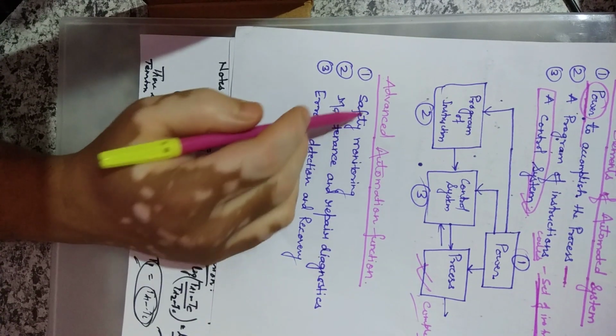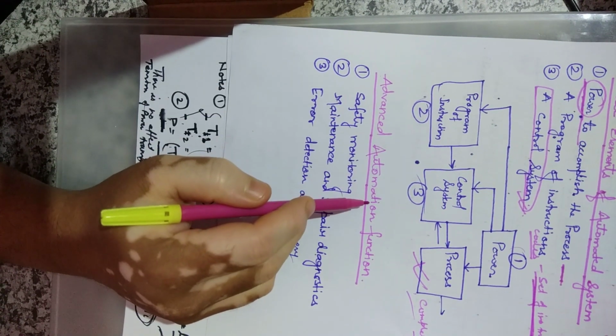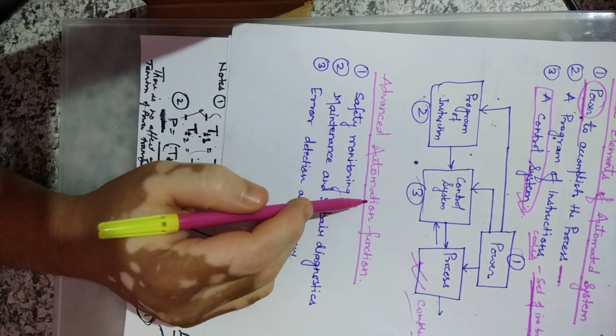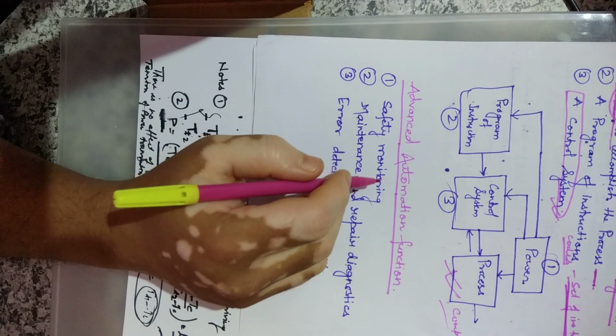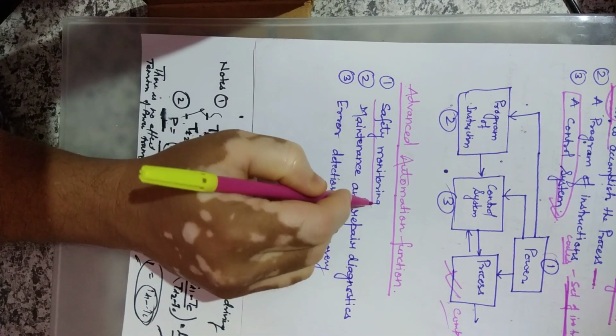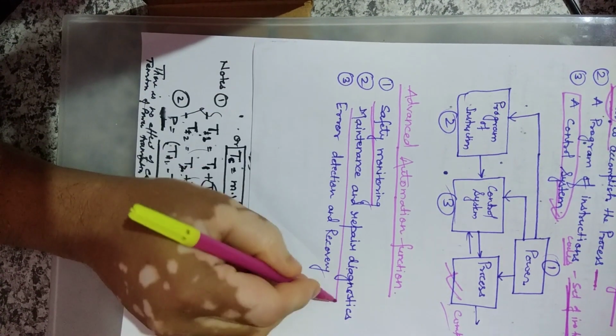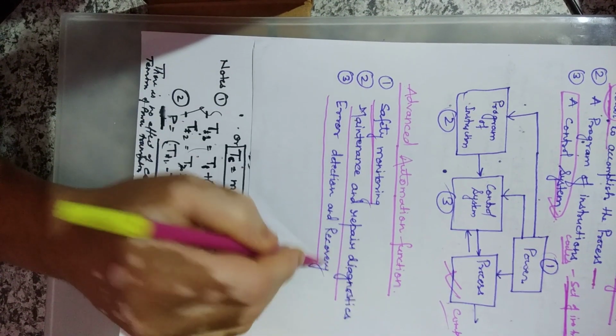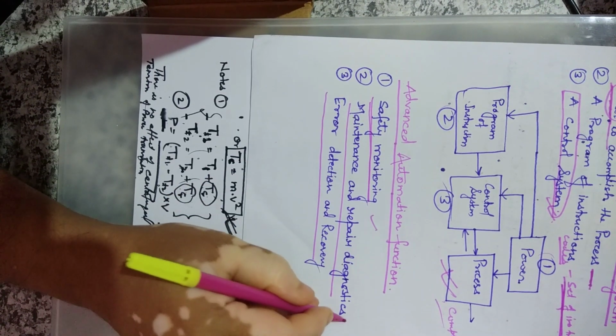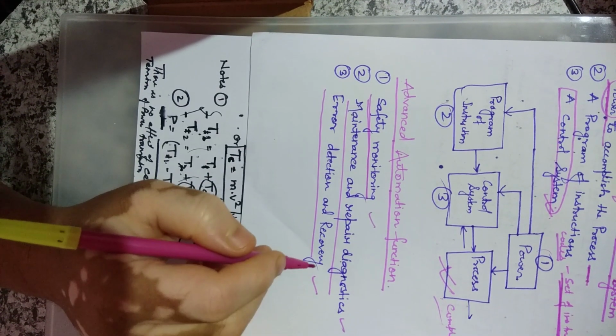Now the second topic is the advanced automation functions. The first advanced automation function is safety monitoring. Second is maintenance and repair diagnostics, and third is error detection and recovery. These are the three important advanced automation functions.